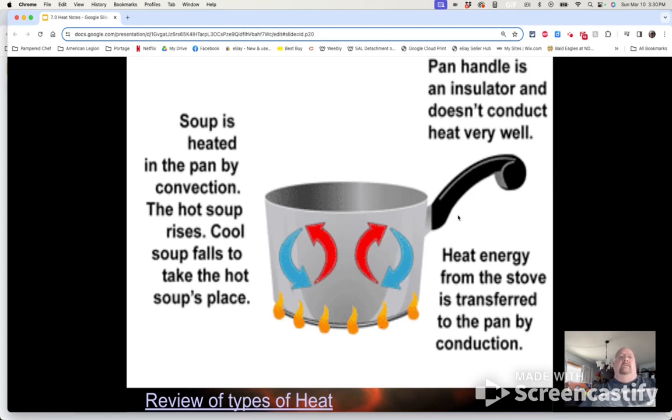So in looking at this example, soup is heated in the pan by convection. Here you can see the convection currents. The hot soup rises and cool soup falls to take the hot soup's place. Goes both directions in there. The pan handle is an insulator, which doesn't conduct heat very well, and heat energy from the stove is transferred to the pan by conduction.